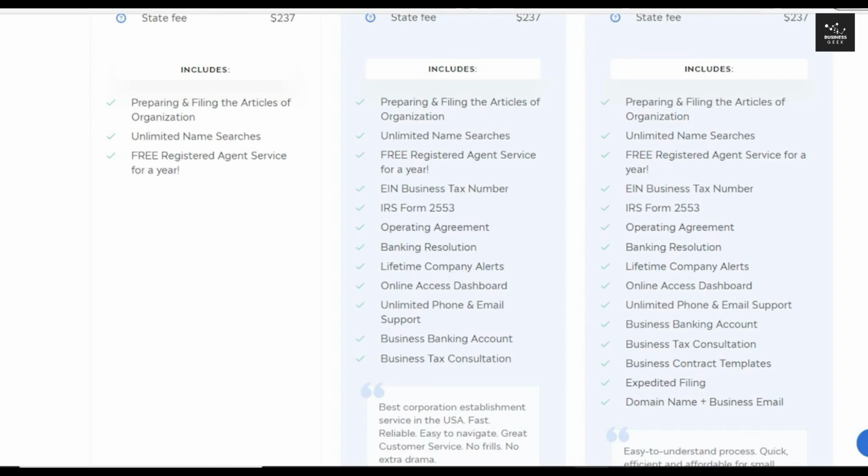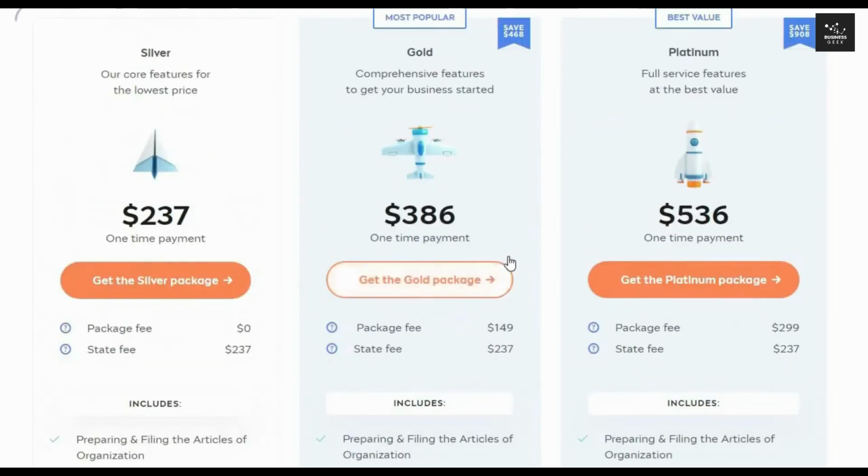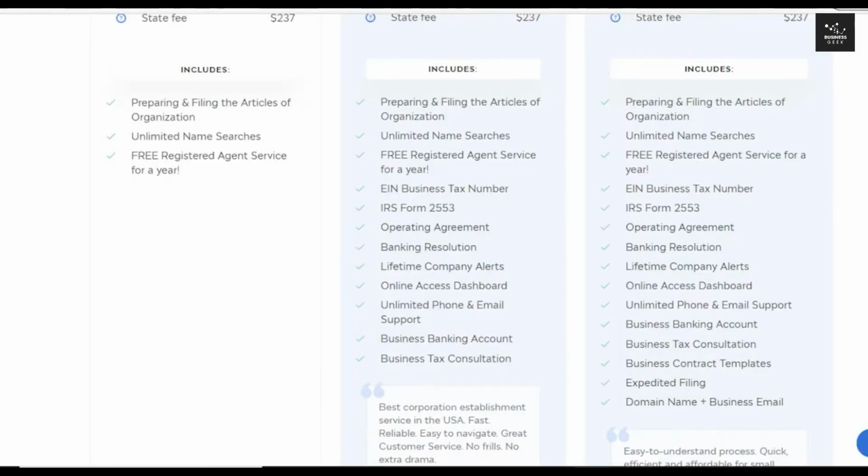USA LLCs are also required to file state tax returns. To make matters even more complicated, your annual report and business privilege tax share a document and are due at the same time each year. With IncFile's Gold package, you won't have to scribble notes of these reports because IncFile will handle the whole process for you. The Platinum package also has these services in the bag, with the unique addition of expedited filing, getting a domain name, and a business email, which essentially increases your LLC's credibility.